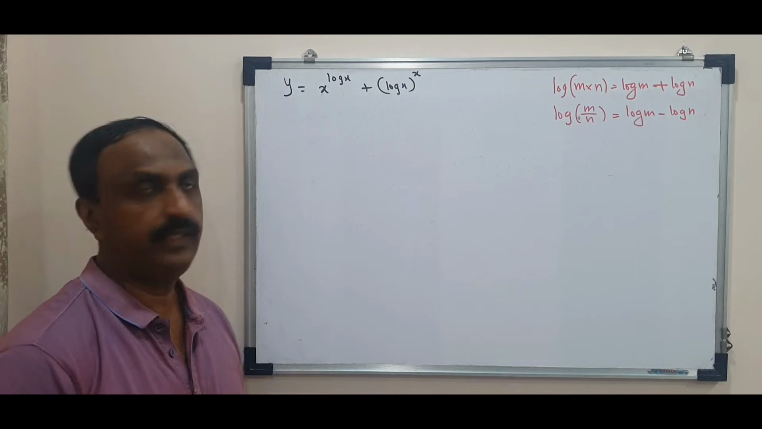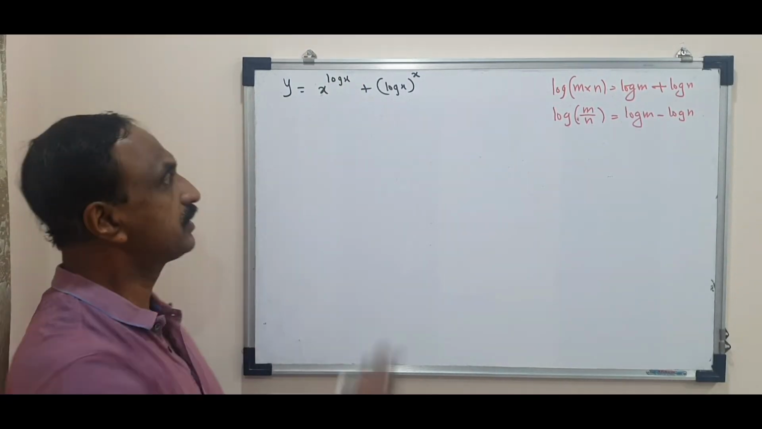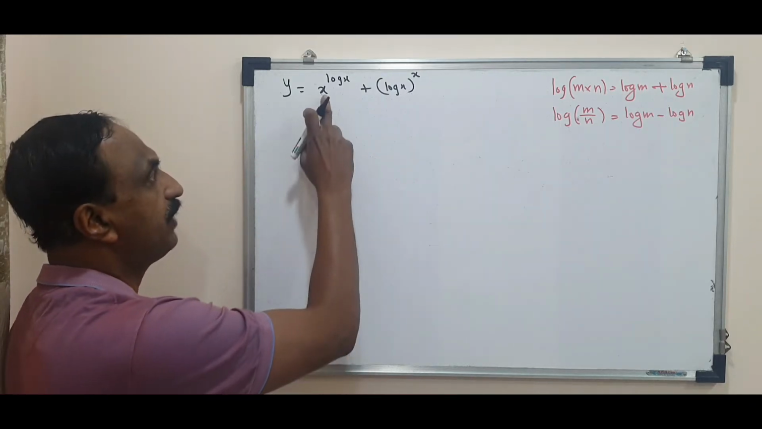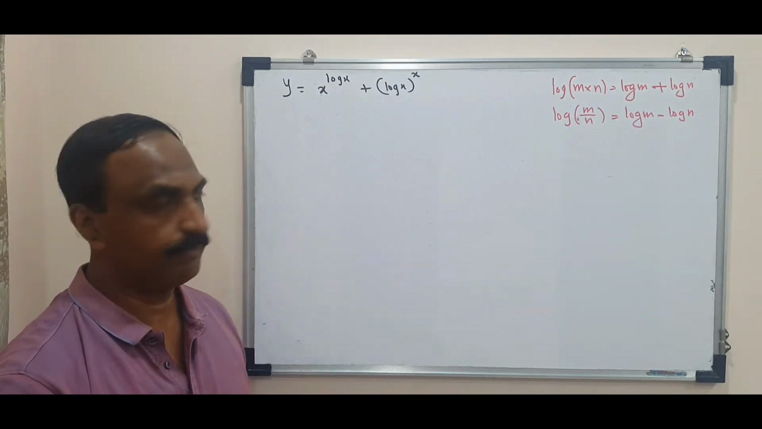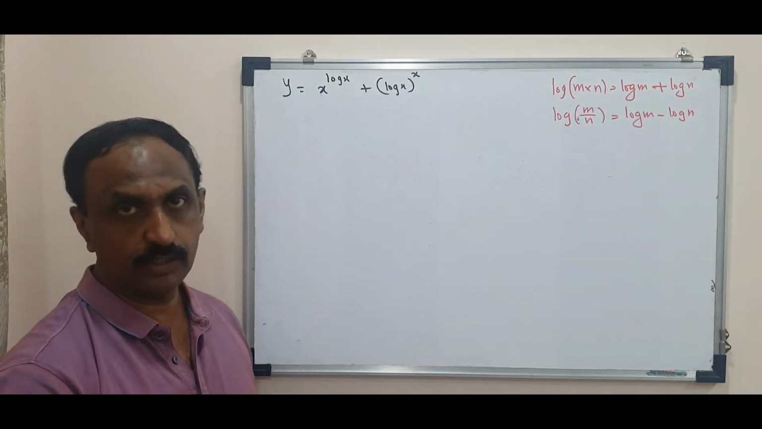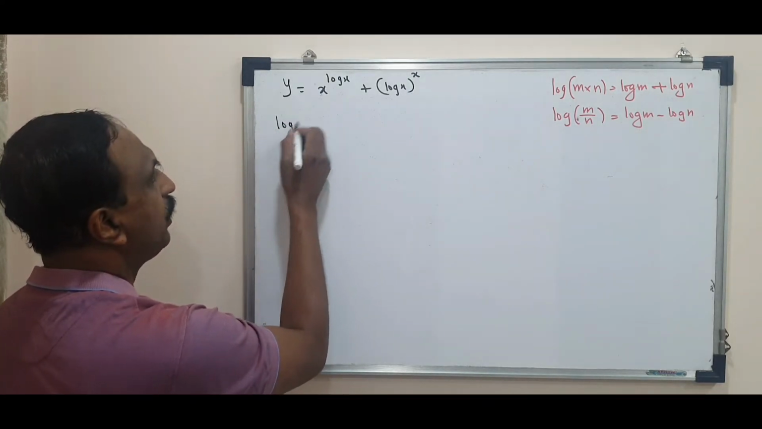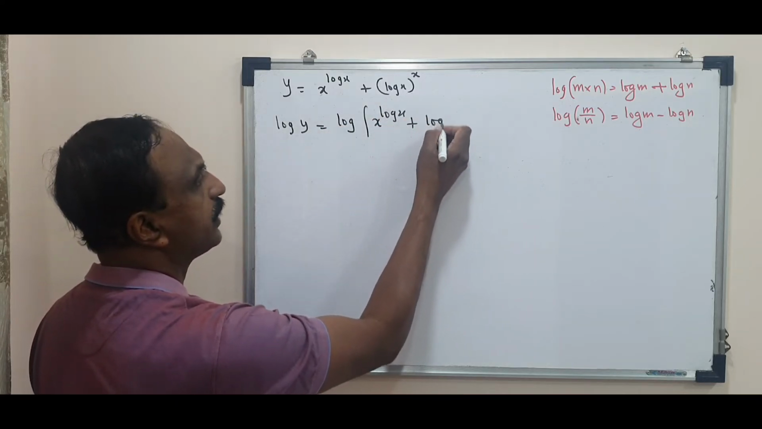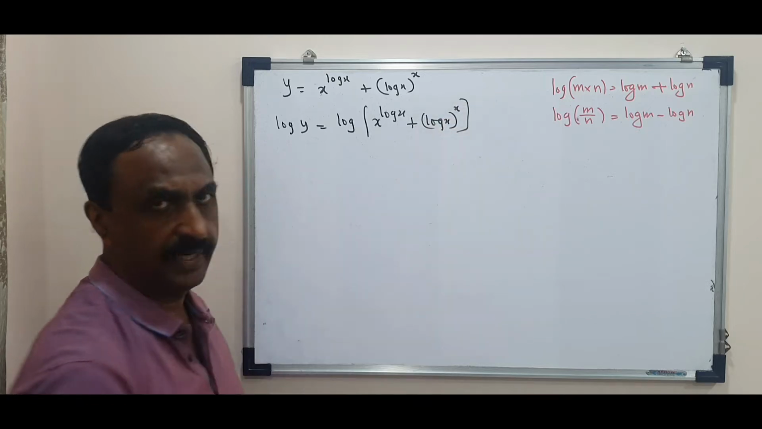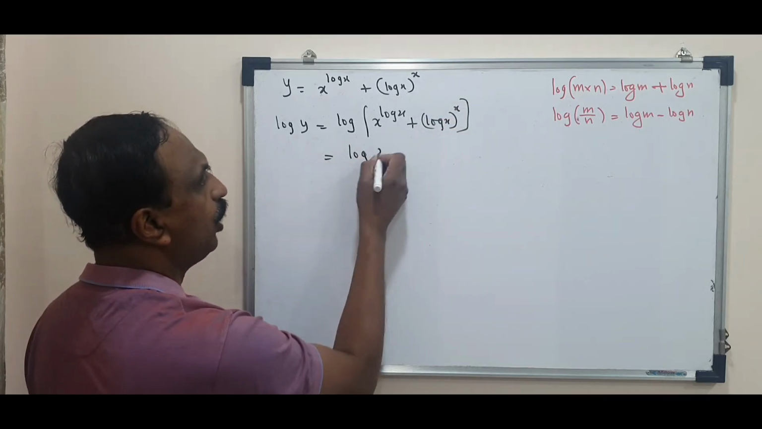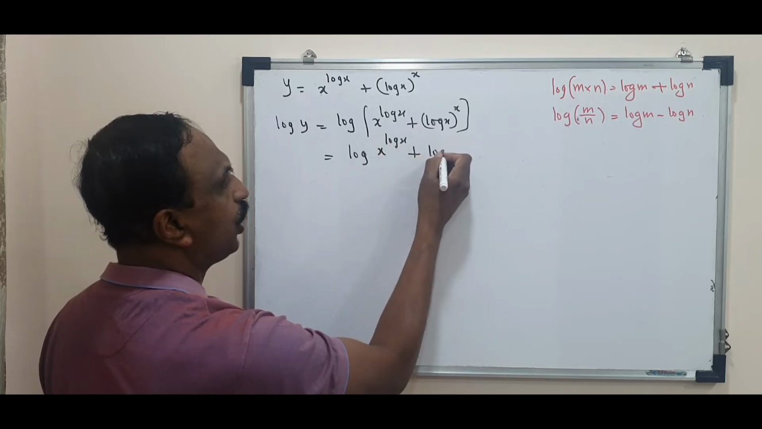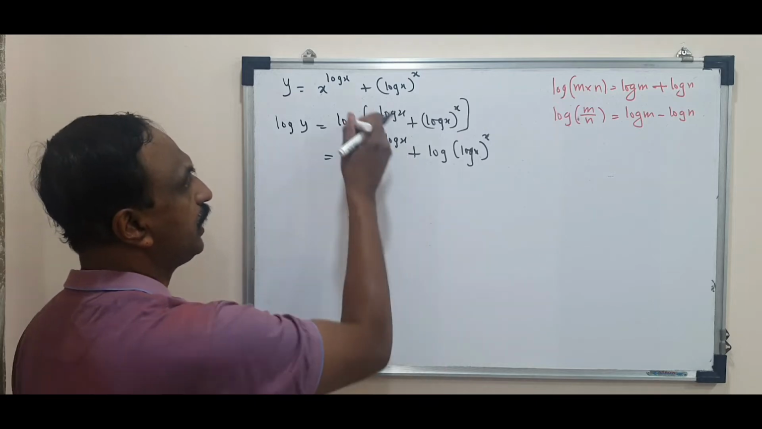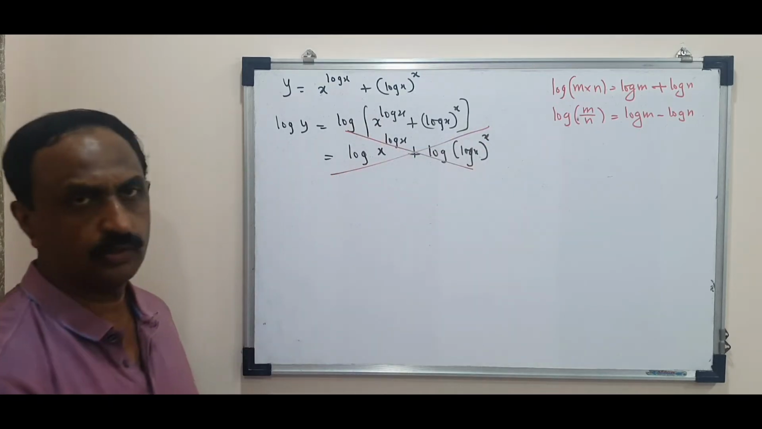Now let's see the next problem. We have seen base and power as functions of x. Here also, base and power are functions of x. How will you differentiate? We have learned that whenever base and power both have x, you must take log. But the problem here is that the majority of students write log y is log of x raised to log x plus log x raised to x. The next step, they write log of x raised to log x plus log of log x raised to x. This is wrong.